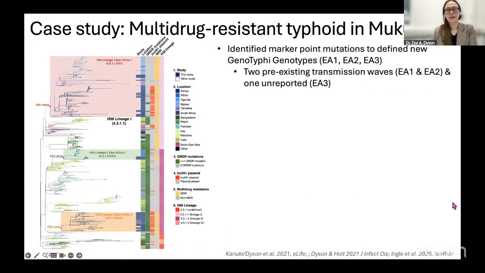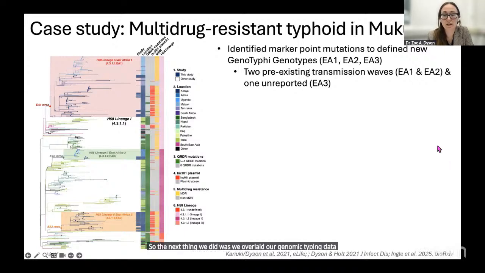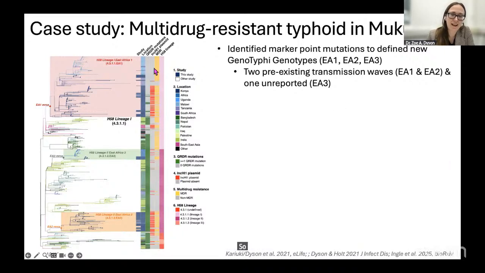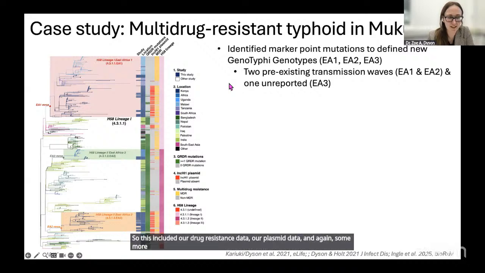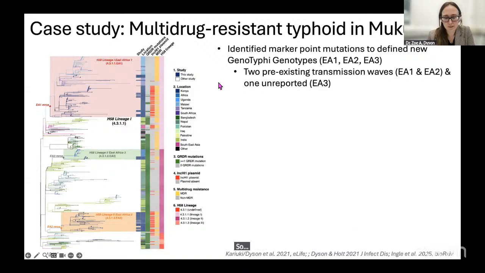So the next thing we did was we overlaid our genomic typing data onto the phylogenetic tree. This included our drug resistance data, our plasmid data, and again, some more clarity on the particular lineages that we'd inferred. So that was informative for understanding AMR. I'll talk more about that in a moment.